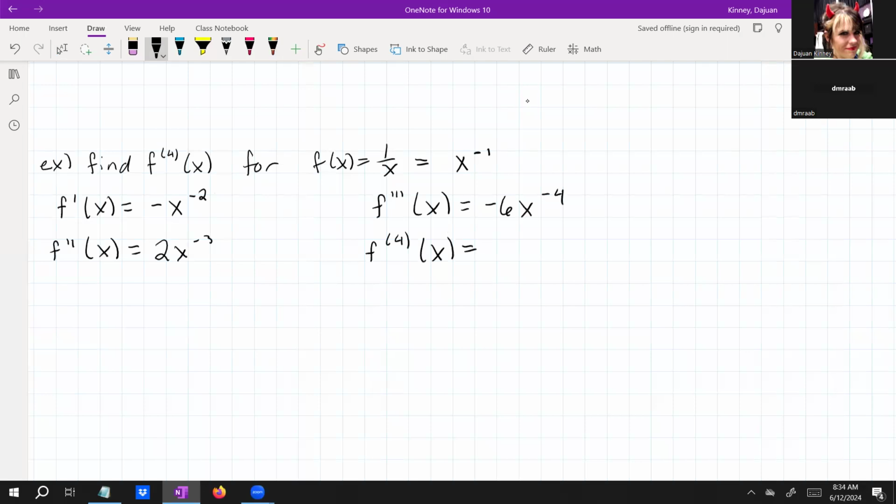Negative 6 times negative 4 is positive 24. Wow. X to the negative 5.